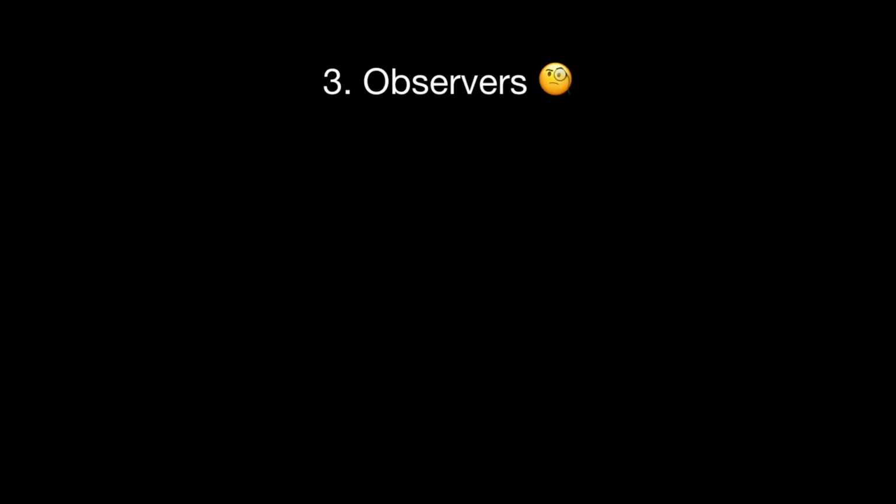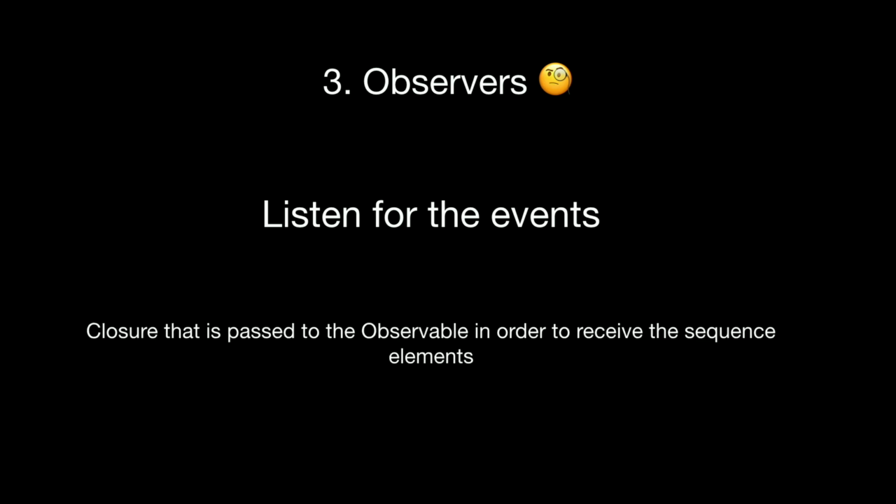Then we have observers. Observers basically listen for the events. So an observer is actually a closure that is passed to an observable and is executed once the sequence element is received. And we do that by using the subscribe operator.